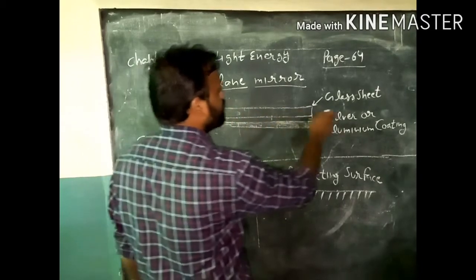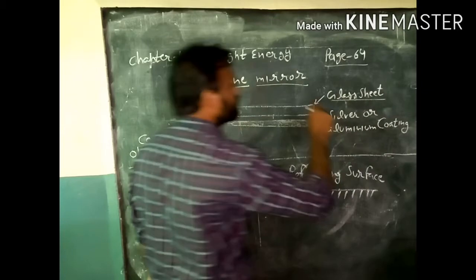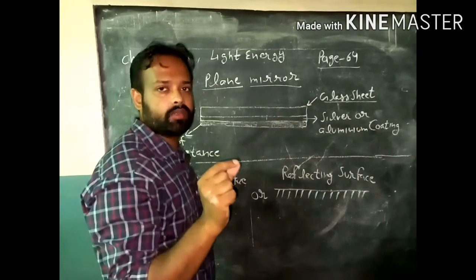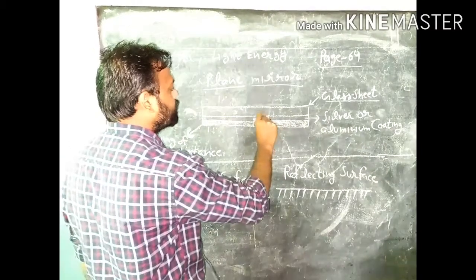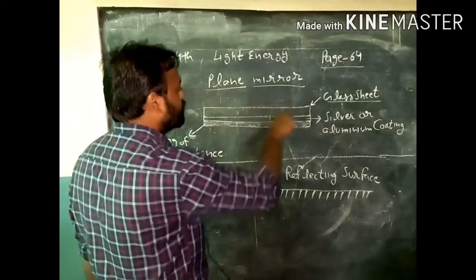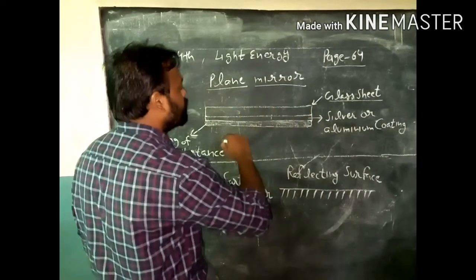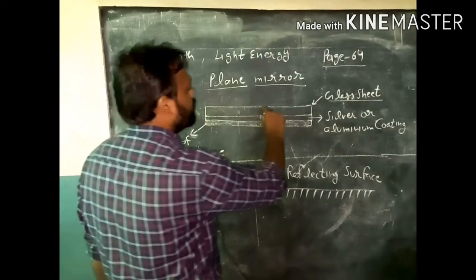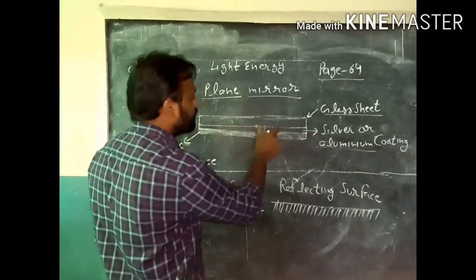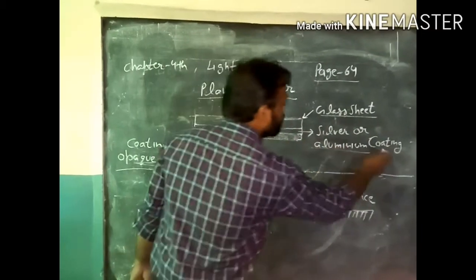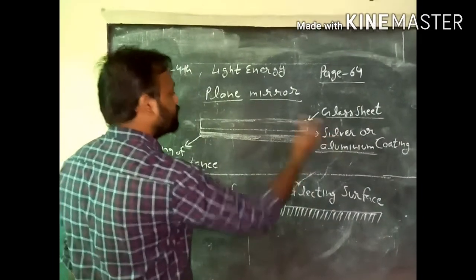In the first layer we are using a very thin glass sheet. Simply we are just using a glass sheet. A very thin glass sheet is used here, although it looks a little bit thick because I just made a broader diagram here to explain clearly. So a very thin glass sheet is used here. This glass sheet is silvered from this end, silvered or coated with aluminium also. So it can be silvered with silver or coated with an aluminium coating.